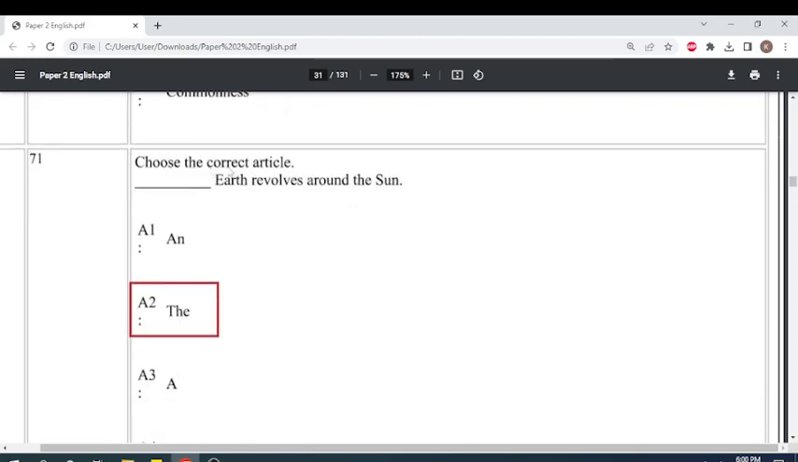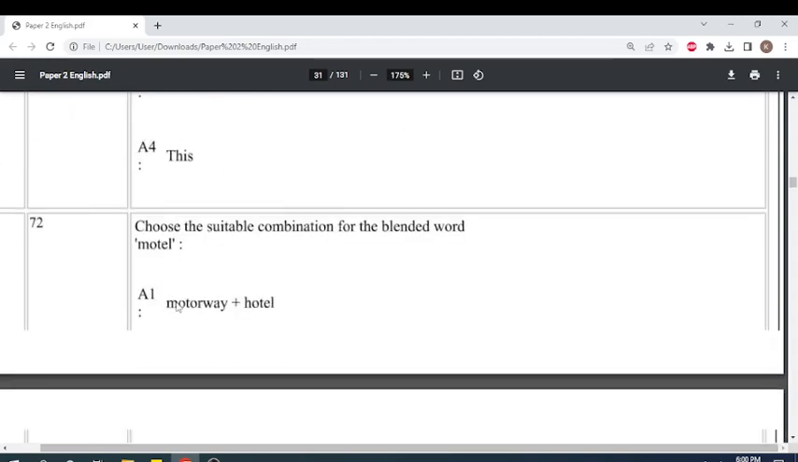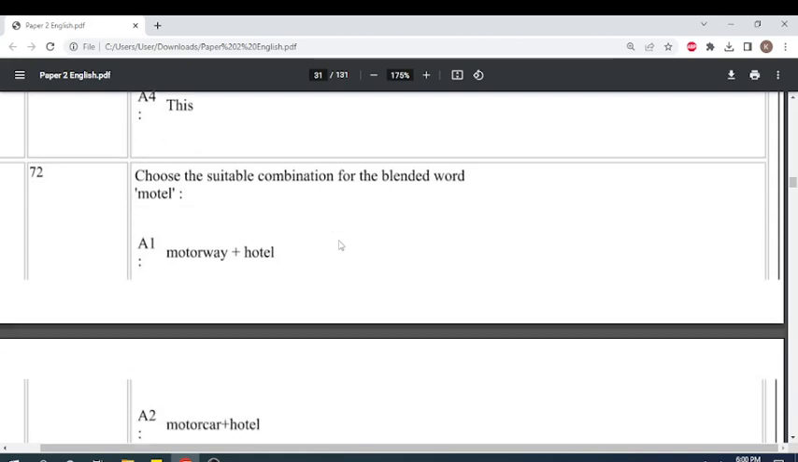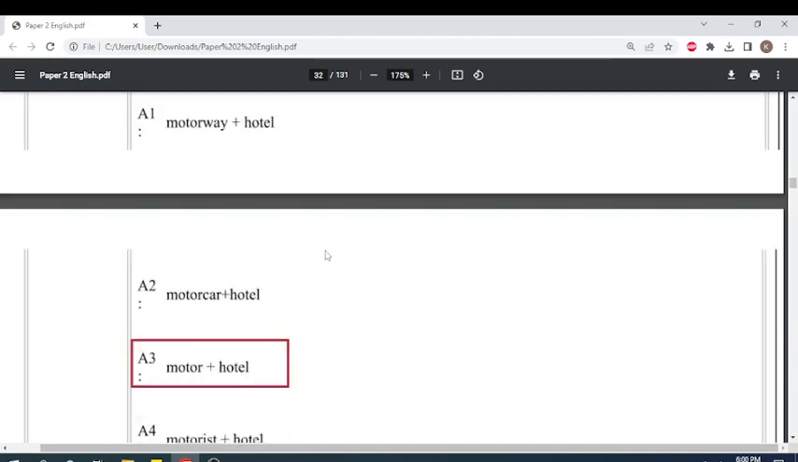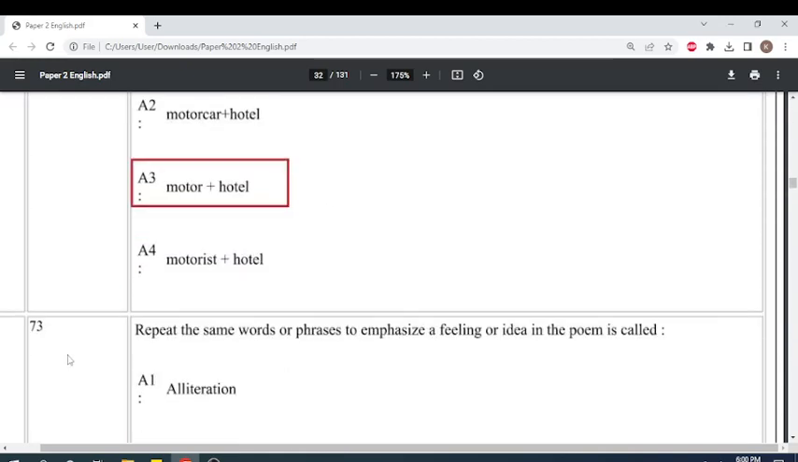71. Choose the correct article. Dash earth revolves around the sun. Answer A2, the earth. 72. Choose the suitable combination for the blended word motel. Answer A3, motor plus hotel.